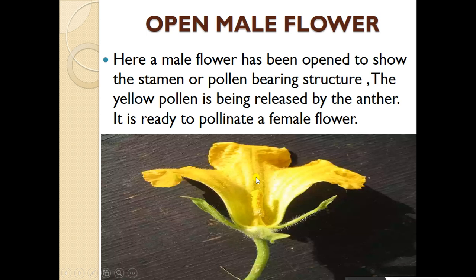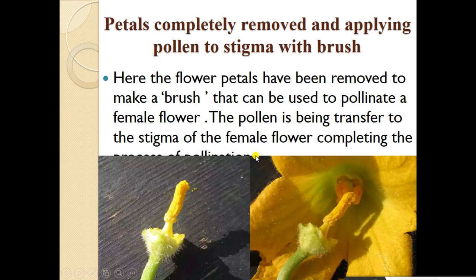Then open male flower. Here a male flower has been opened to show the stamen, or pollen bearing structure. The yellow pollen is borne on the anther. It is ready to pollinate a female flower. This portion is ready to pollinate the female flower.